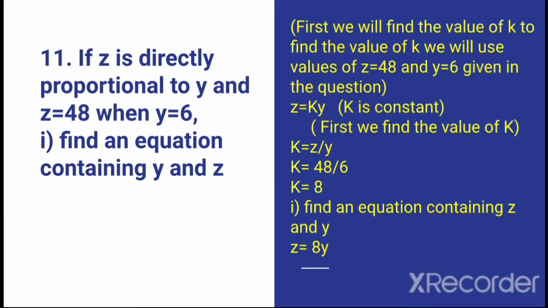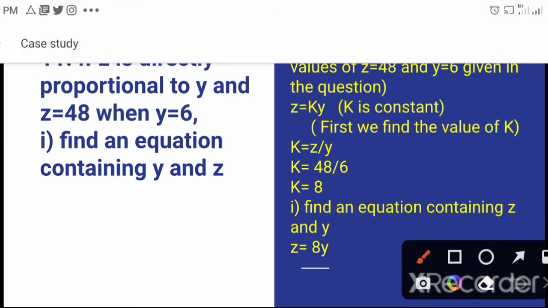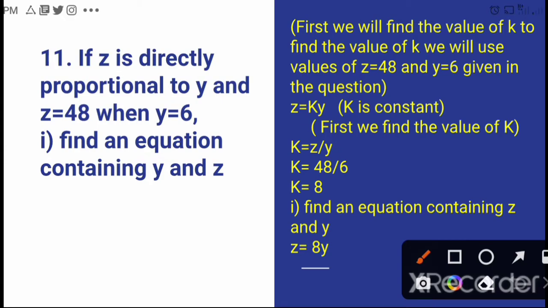Question number 11 is, if z is directly proportional to y and z is equal to 48 when y is equal to 6, first part, find an equation connecting y and z. So here we have to find out the equation which is connecting the relationship with y and z. To find out this equation, first we will find out the value of k, which is constant.